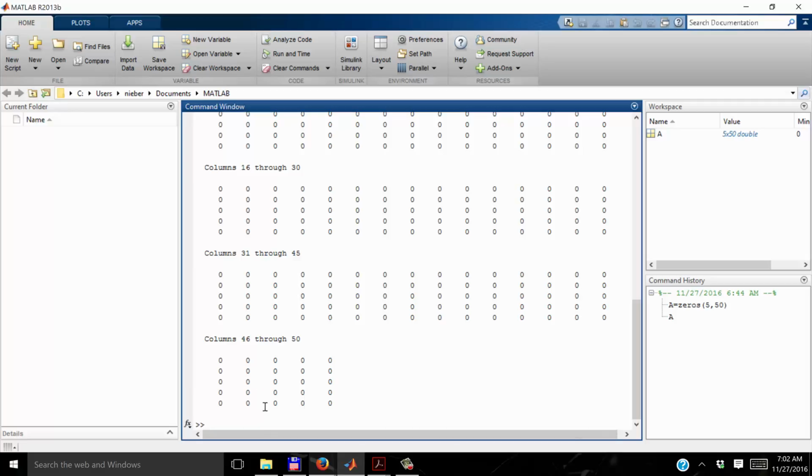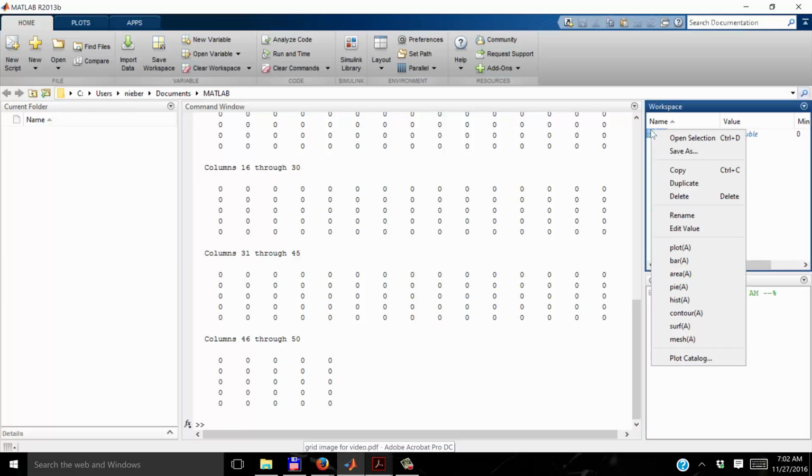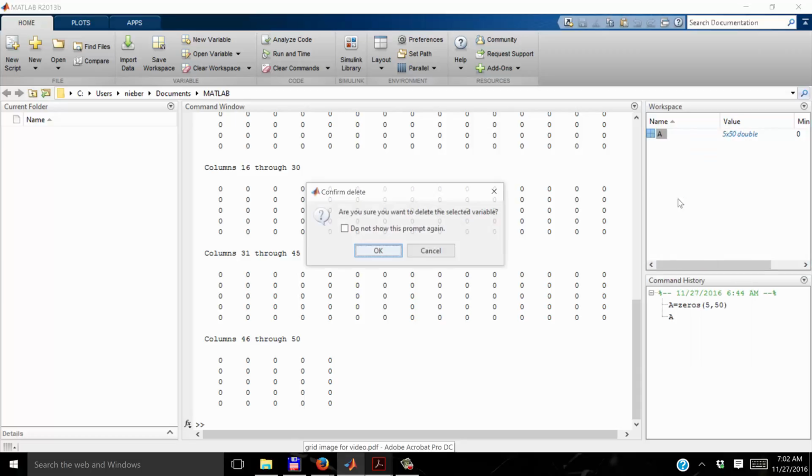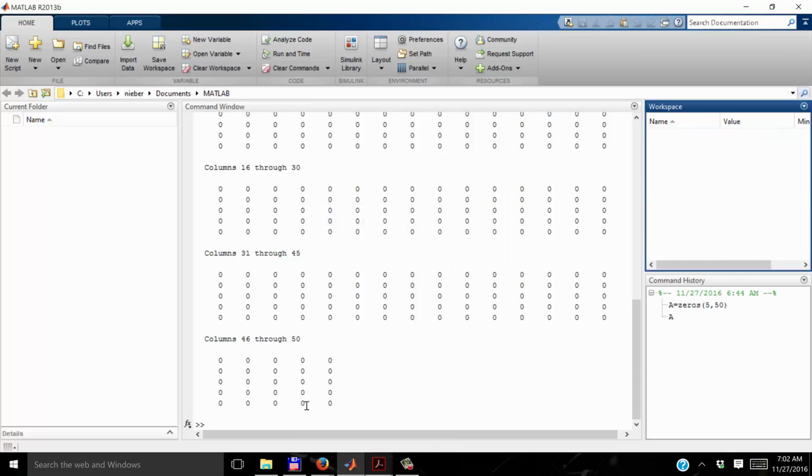I made a mistake there. I think I typed something wrong. A is equal to zeros of, yeah, I put a 50 in there. So I'm going to go in here, delete this, and start over again. A.